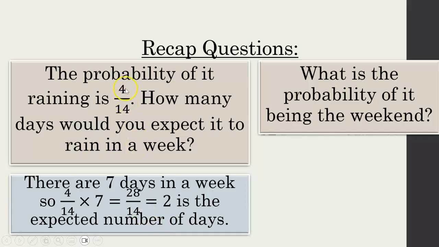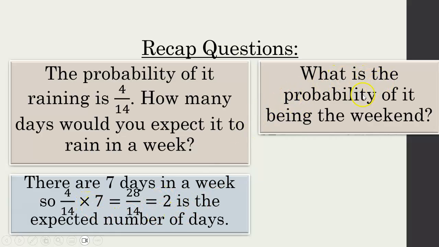So out of a week, we'd expect 2 days to rain. Again, I'll say that again. This represents the probability for 1 day. So if I pick any day, I'm expecting this number, 4 over 14. That's the chance, or the probability, of it actually raining. If I wanted to see 7 days, I have to multiply it by 7, and then I found it was 2. So out of the 7 days, I expect 2 of those days to rain.